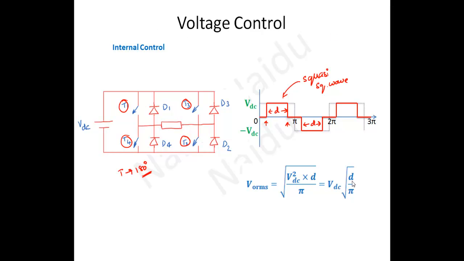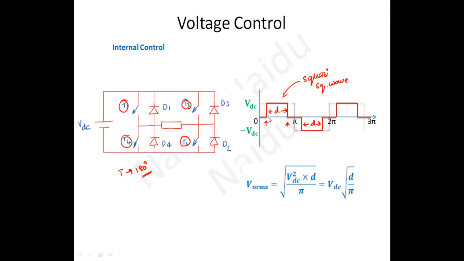If you take D equal to pi, that means the pulse width is entirely 180 degrees, then you will get the VDC only. That's nothing but the 180 degree square wave mode. So this is one type of technique to control the output voltage. To control this output voltage, we are changing the D, that's the width of the pulse. That's why this is called the pulse width modulation technique. That means we are controlling the output voltage by using the pulse width. That is why it is called pulse width modulation technique. Okay, remember that.